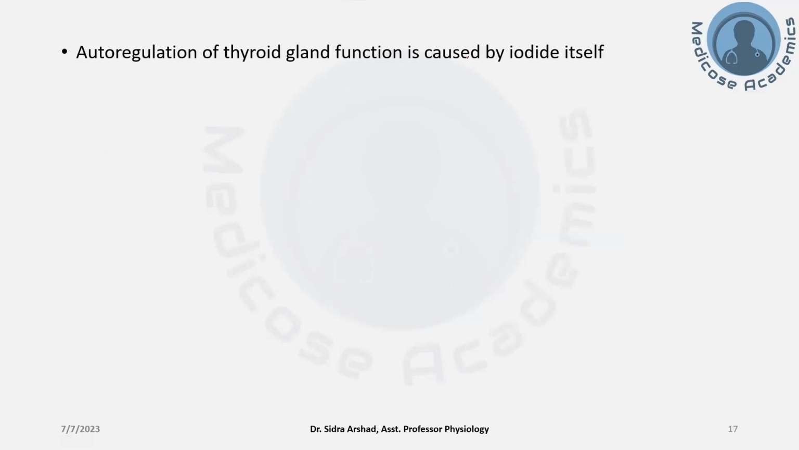Autoregulation of thyroid gland function is caused by iodide itself. We have seen the hypothalamic pituitary thyroid axis, and certain stimuli which can affect the hypothalamic release of TRH. Now we are going to see the regulation of thyroid hormone release at the level of the thyroid gland itself. It is regulated by the iodide ions. Iodide ions exert a biphasic action. What is that biphasic action?